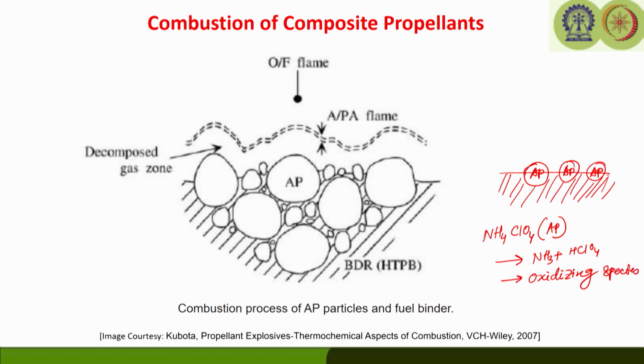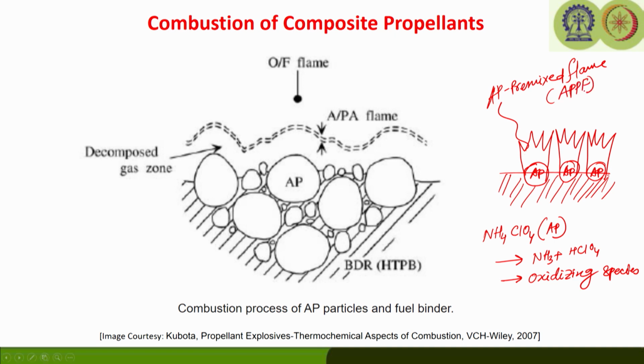Now, the process of this one is going to have some kind of a premix flame of the ammonium perchlorate particles. This is known as the ammonium particle premix flame. In short, we can write this as APPF.